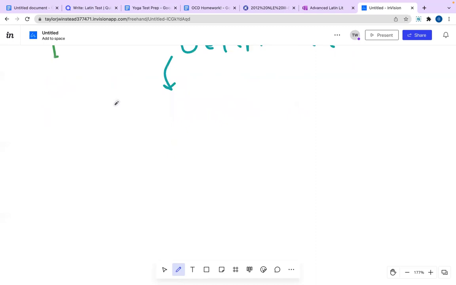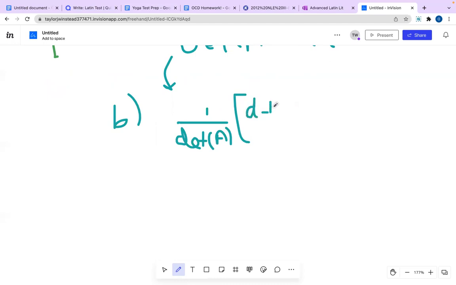And part B of this theorem is that if we've got that matrix A equals A, B, C, D, and if that's invertible, then the inverse is going to be 1 over the determinant of A times D, negative B, negative C, A.